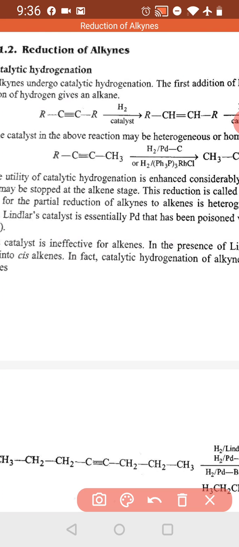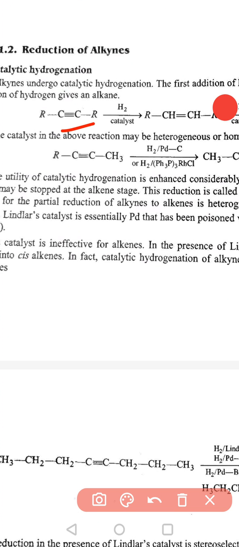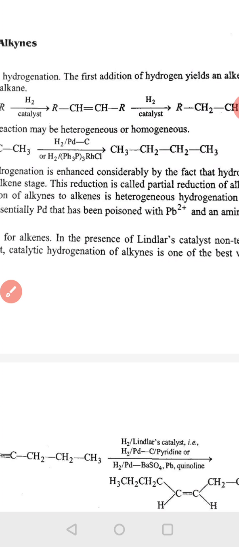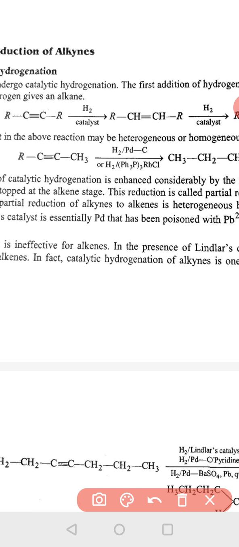You can see here we start with an alkyne, and in the first step we get alkene and then a second molecule of hydrogen is added in presence of catalyst and we get the final product which is an alkane. The catalyst in this reaction can be heterogeneous or homogeneous. This is again an example of catalytic hydrogenation. We are using a different catalyst here and the end product is formation of alkane.